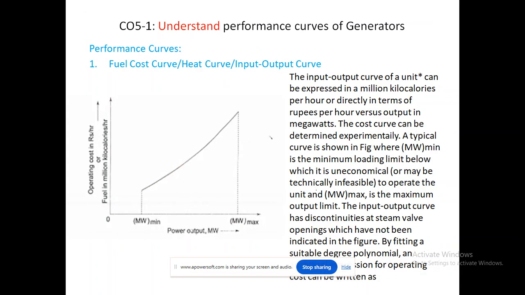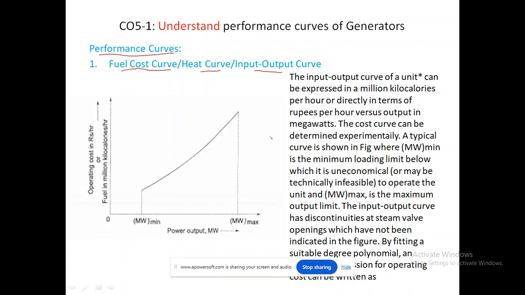Now before going to how we should do the economical load scheduling, what the criteria should be so that the generation can be done and the fuel cost can be minimum, let us first understand what a performance curve is. There are mainly different types of performance curves, but we will deal here with only two types. One is called the fuel cost curve or heat curve or input output curve. There are different names.